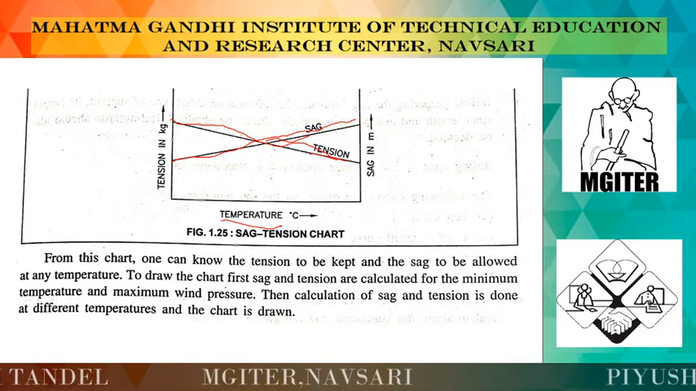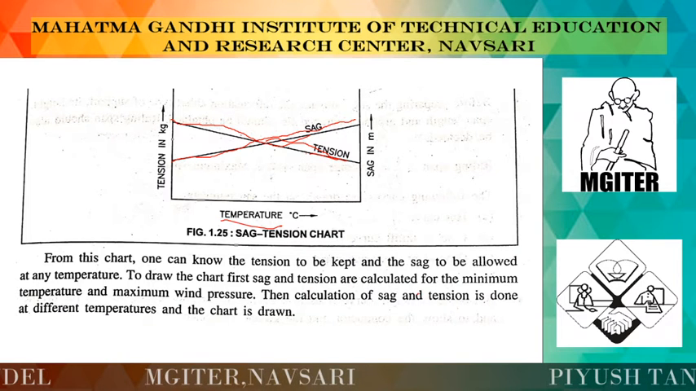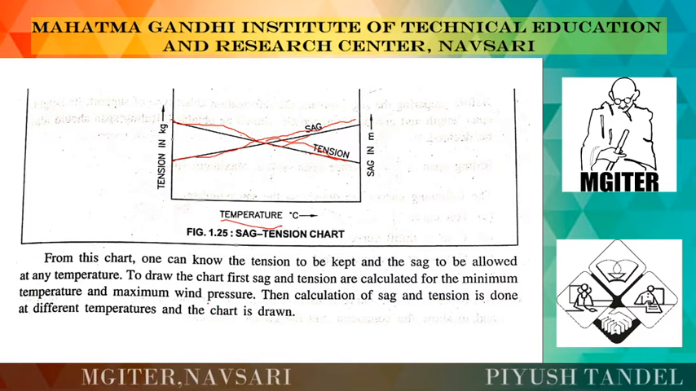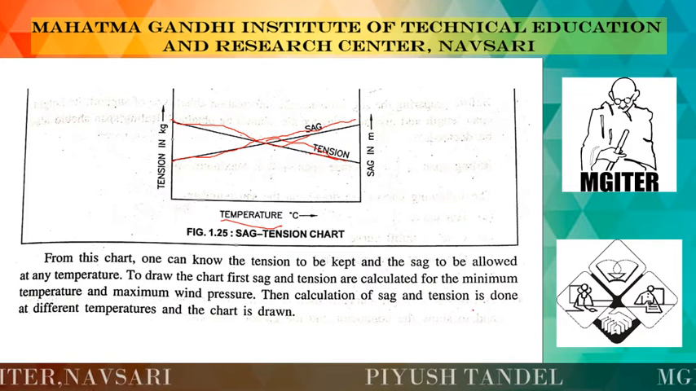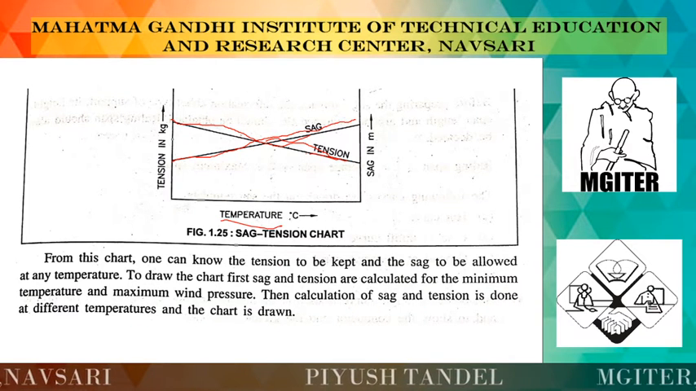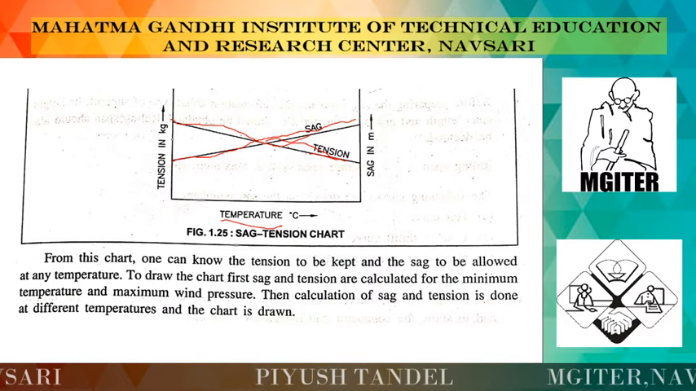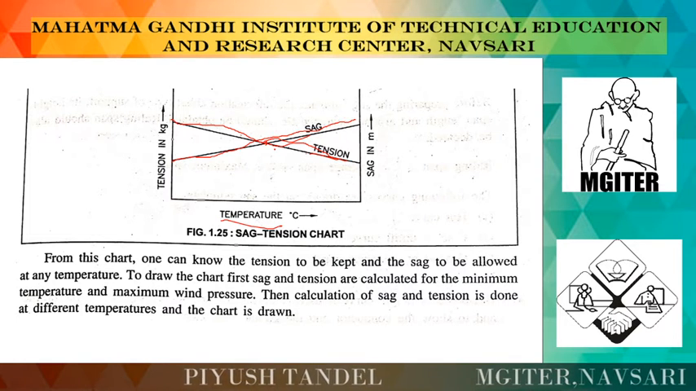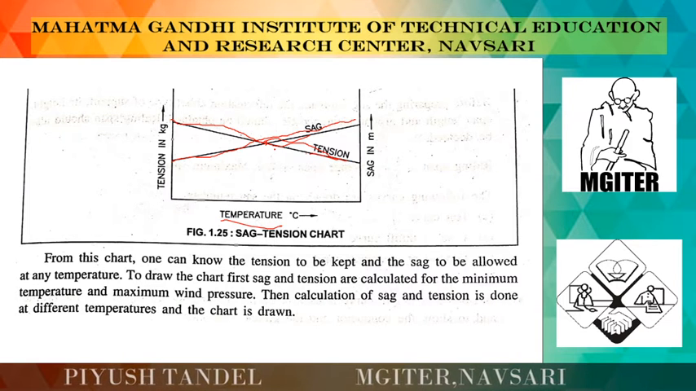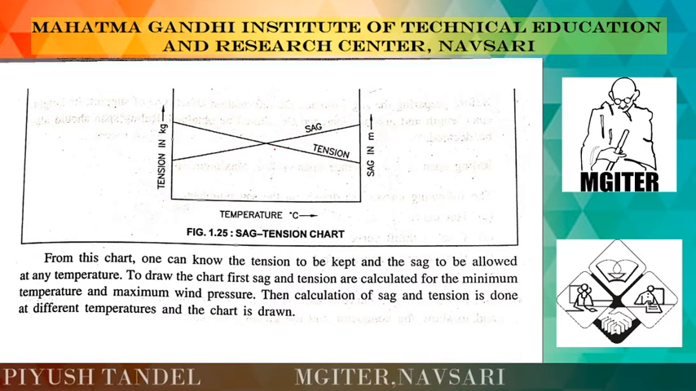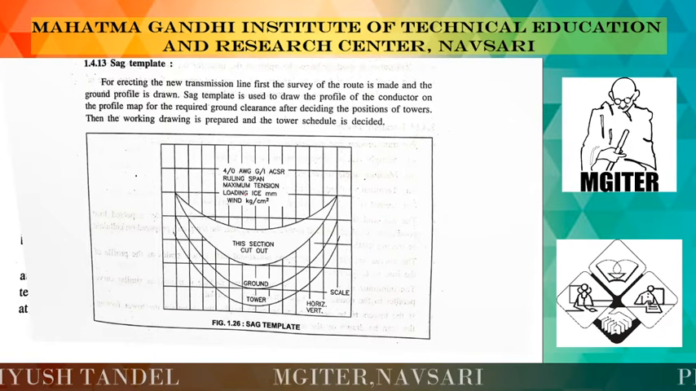To draw the chart, first sag and tension are calculated for the minimum temperature and maximum wind pressure, and when the sag and tension are calculated at different temperatures, the chart is drawn. This is the point where we can design our span and the tension of the transmission line. Now next, these are the sag templates.